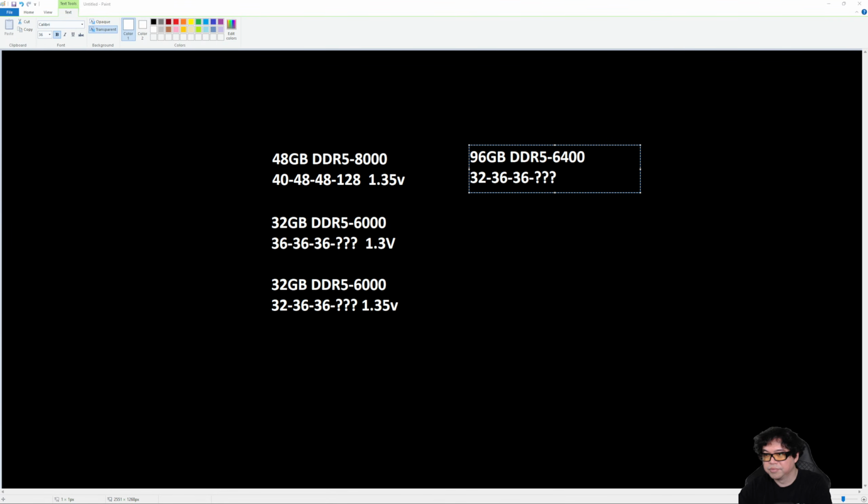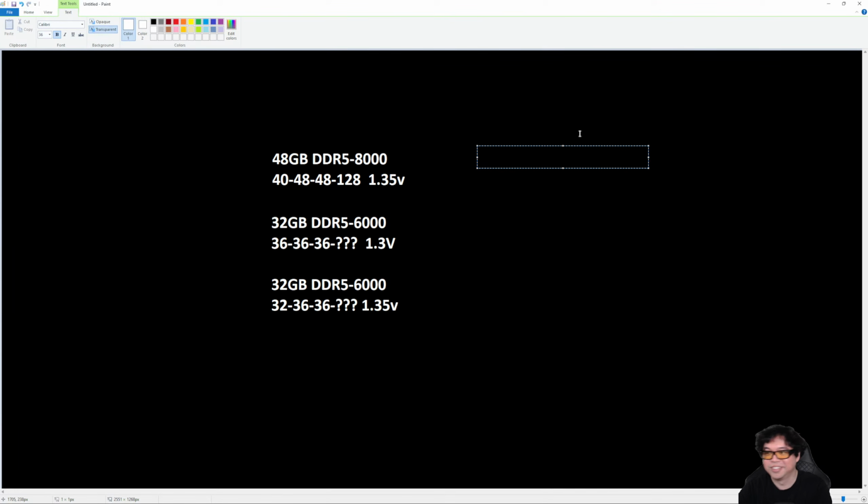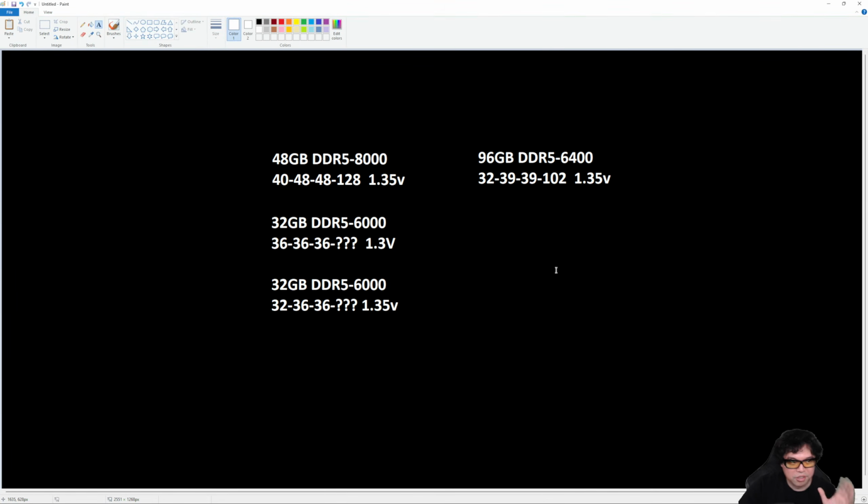CPU-Z. Oh, I was way off. It's not 36. It's 39. 96 gigabyte DDR5 6400, 32, 39, 39, 102. 1.35 volts. So these are some, let's do one more.